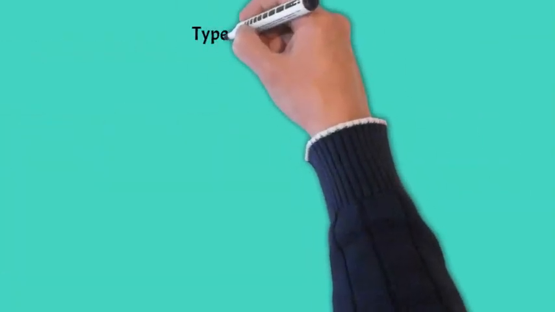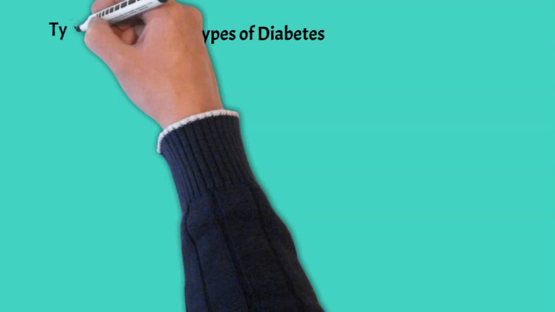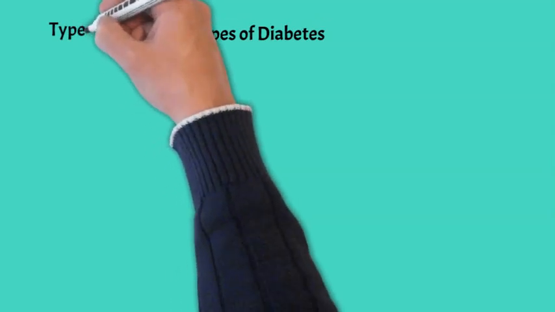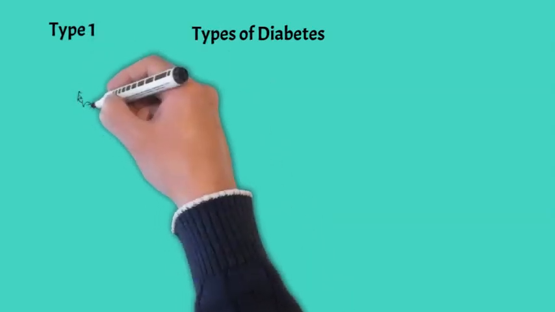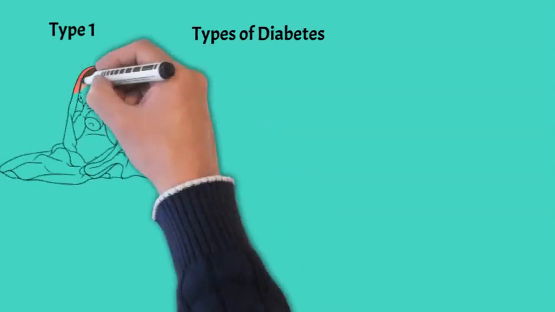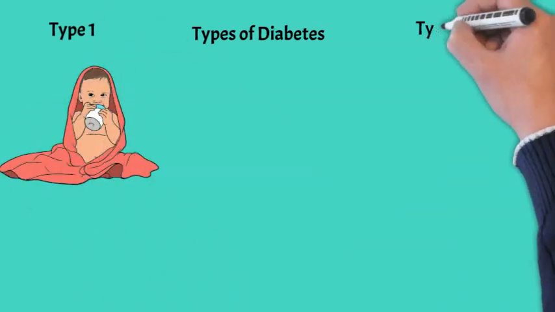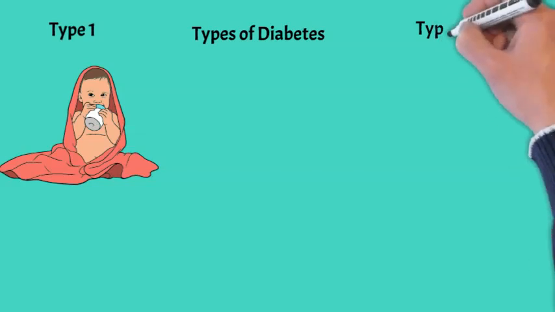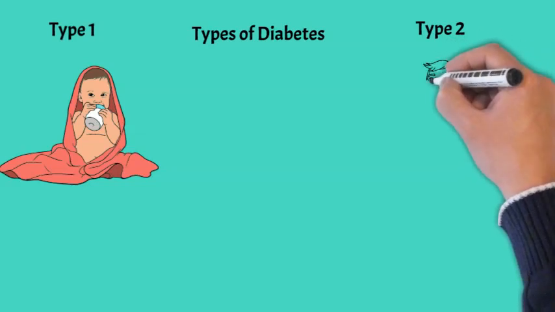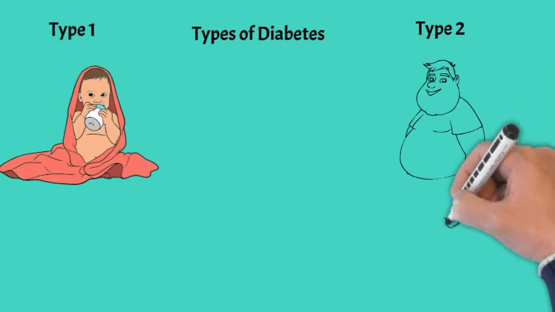There are three main types of diabetes. Type 1 diabetes. This type of diabetes occurs when the immune system attacks and destroys the insulin-producing cells in the pancreas, leading to a lack of insulin production in the body. It is most commonly diagnosed in children and young adults. Type 2 diabetes. This type of diabetes occurs when the body becomes resistant to insulin or doesn't produce enough insulin to regulate blood sugar levels. It is most commonly diagnosed in adults, but the incidence among children and adolescents is increasing.